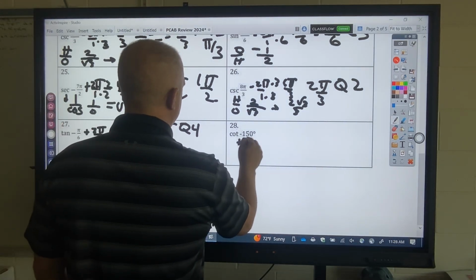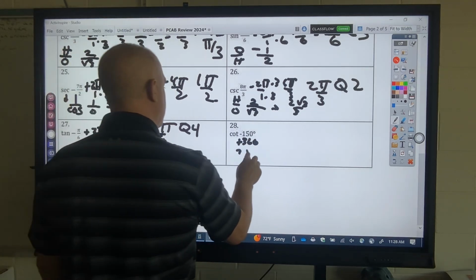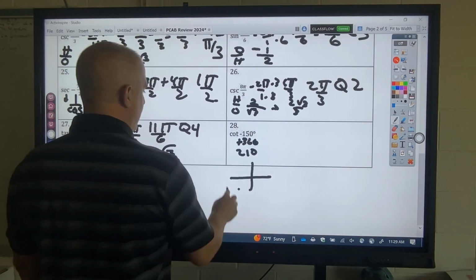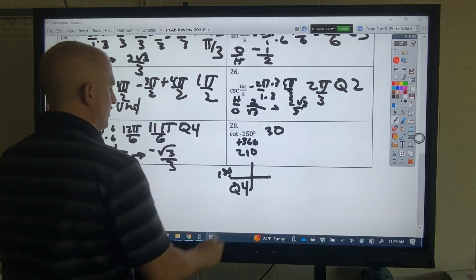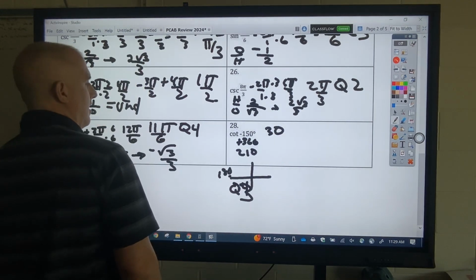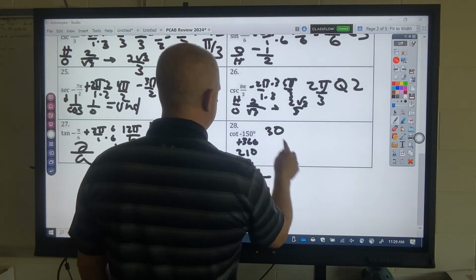Okay, then here I'm going to add 360. That's 210. Okay, that's down in here. I would compare that to 180. So my reference angle is going to be 30. So I'm in quad 4. I'm sorry, quad 3. Okay. My reference angle is 30.